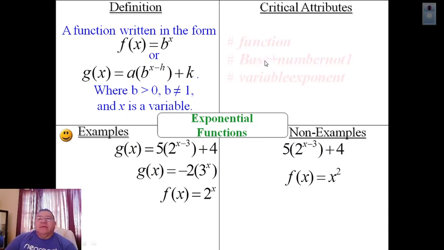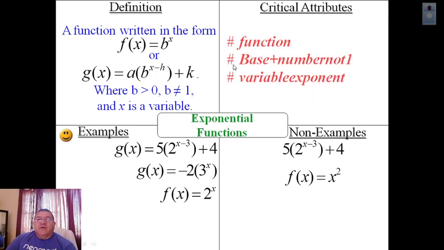Alright, so let's see. I wrote hashtag, it has to be a function. What is the other? Hashtag base plus number, not 1. Oh, so the base has to be a positive number, my bad. Base positive number, not 1. Okay? And variable exponent. Oh yeah, hashtag exponents, hashtag functions, hashtag no expressions. That's true, I forgot about that one, so write it in there. Hashtag no expressions.